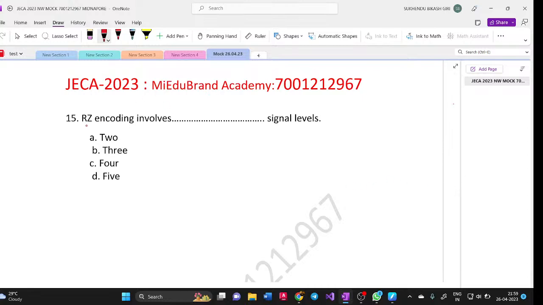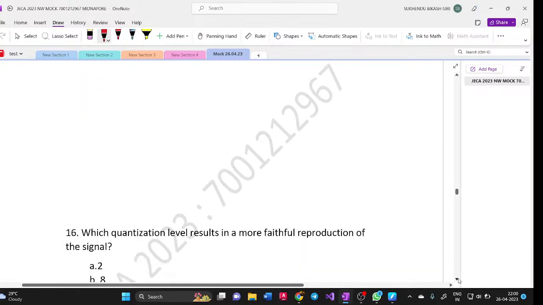RZ. What is the full form of RZ? Return to zero encoding involves this signal level. How many signal levels in return to zero encoding technique will be used? Yes, 3 signal levels. The right answer is 3 signal levels. Next.